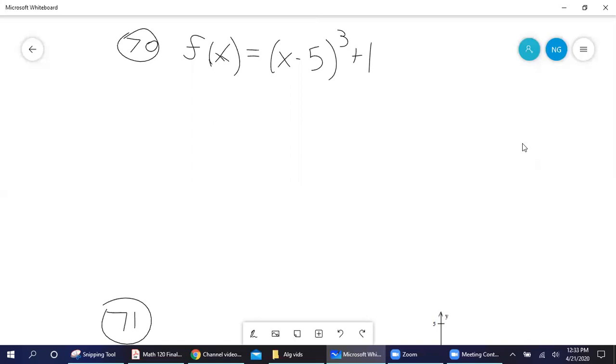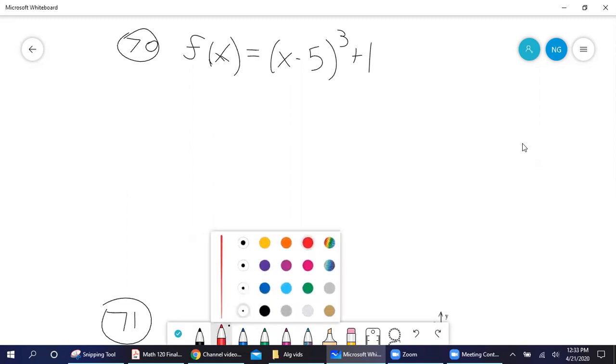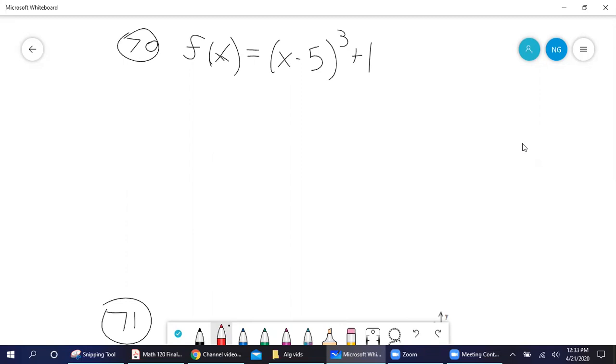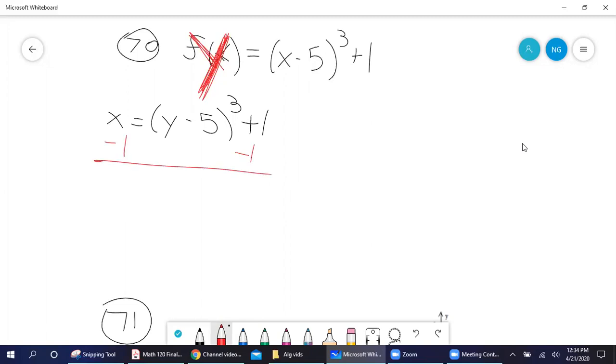Number 70, we're asked to find the inverse of the function. Inverses basically flip the x's and y's, kind of in the most basic definition of it. Think of my f of x as being like my y. I'm going to flip x and y, so turn this into x equals y minus 5 cubed plus 1. Now I'm just going to isolate that new y variable. So the first thing I'd have to do is subtract 1. So now I'd have x minus 1 equals y minus 5 cubed.